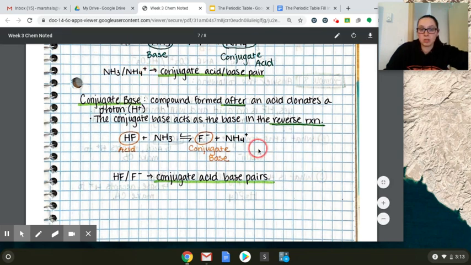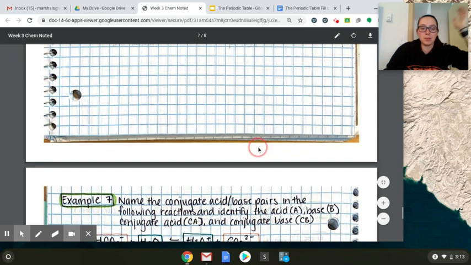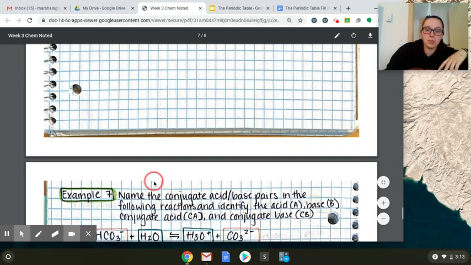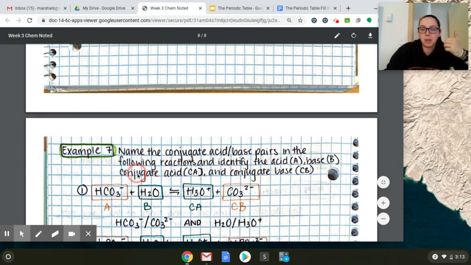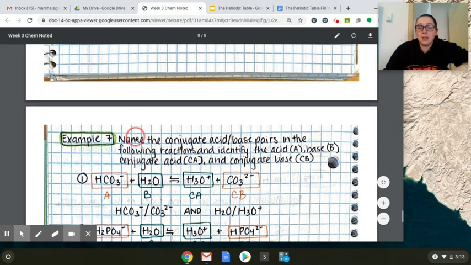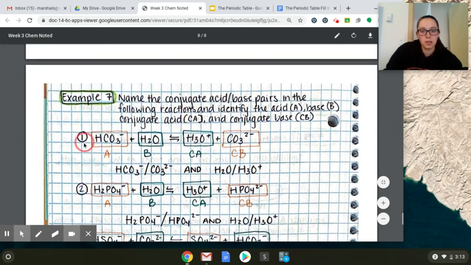So now we're just going to do some practice. We're on the last page. Okay, example 7. Name the conjugate acid-base pairs in the following reactions and identify the acid, A, base, B, conjugate acid, Ca, and conjugate base, Cb. So in our first one, here, we can see HCO3- plus H2O makes H3O+ and CO3 2-.